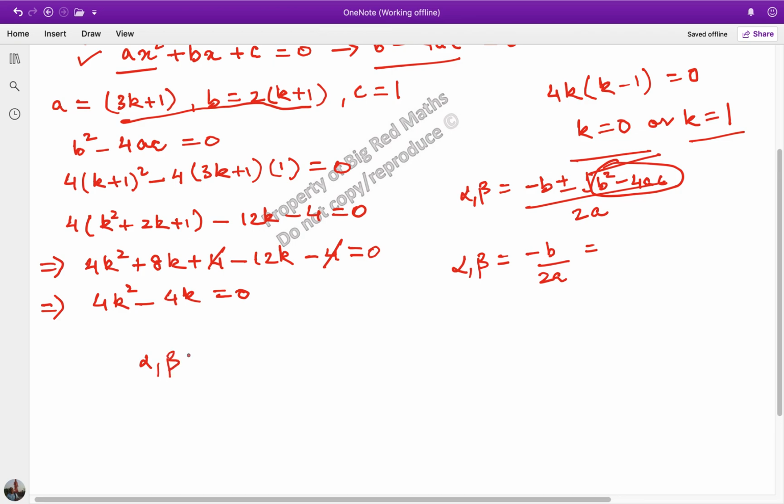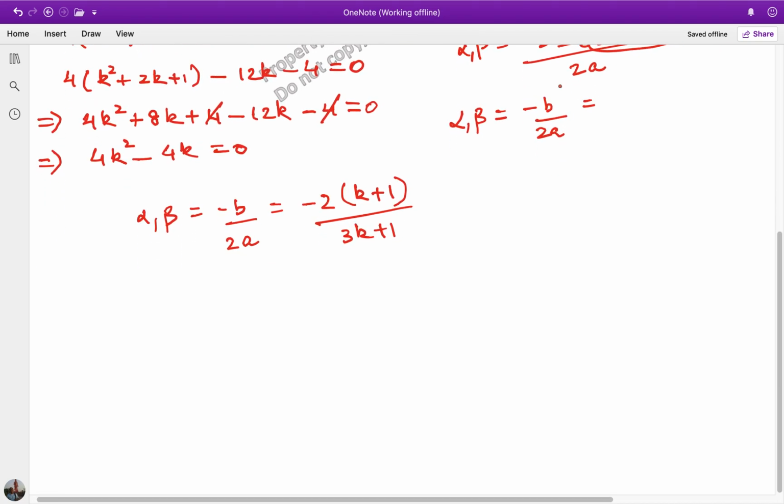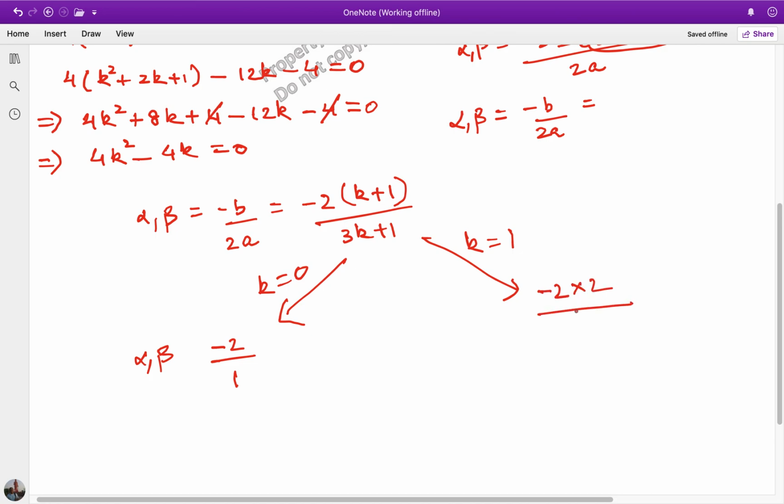Now look at this. α, β = −b/2a = −2(k + 1)/(3k + 1). We know that k is either 0 or 1. So first we put k = 0. When we put k = 0, we get α and β as −2/1, and when I put k = 1, I get −2 × 2 divided by 3 + 1, that is 4. So here also I get −1, and here also I get −1.